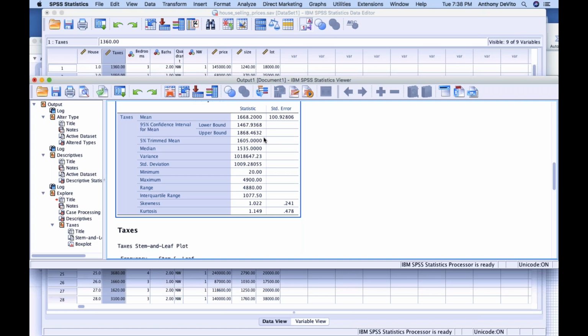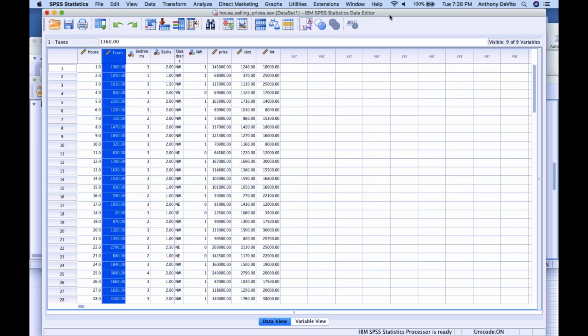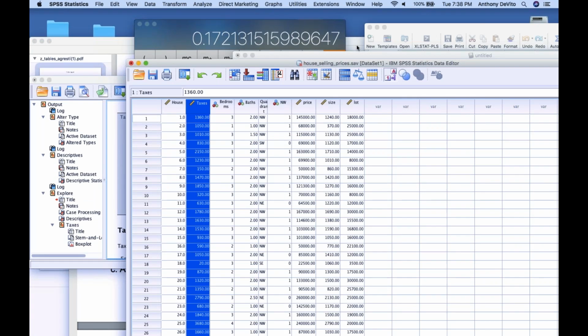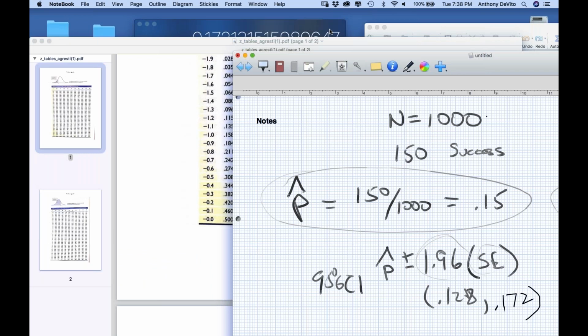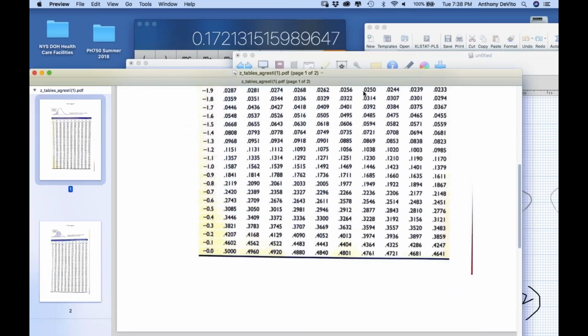Okay, now this is a large sample size, right? 100 is a relatively large sample size. What happens if we have a small sample size? If we have a small sample size, I'm going to go back to this, and close this, get a new piece of paper, and work real quick.